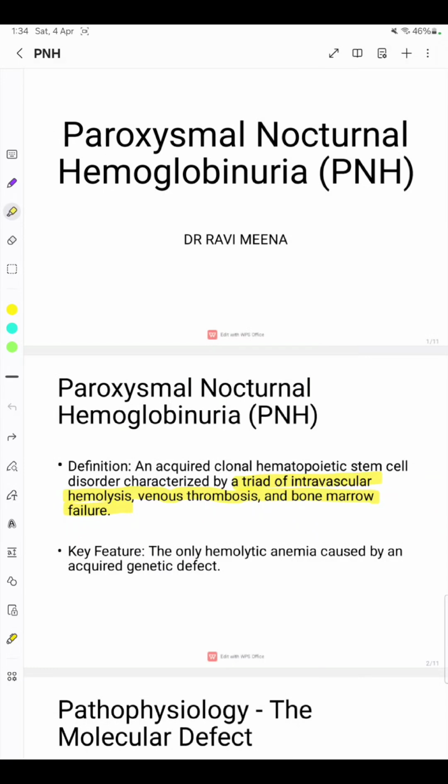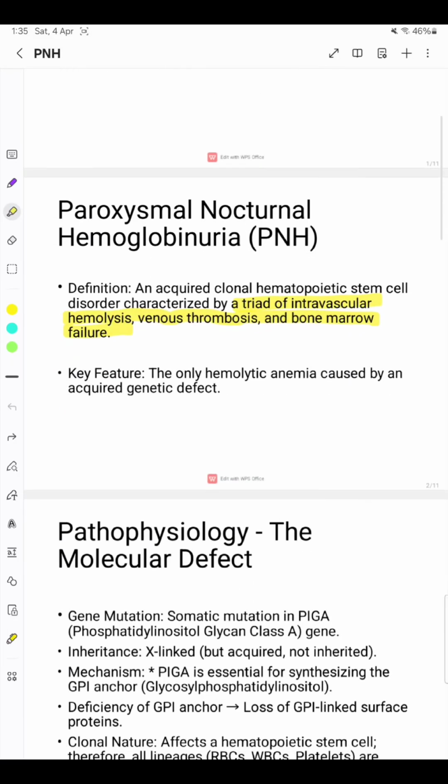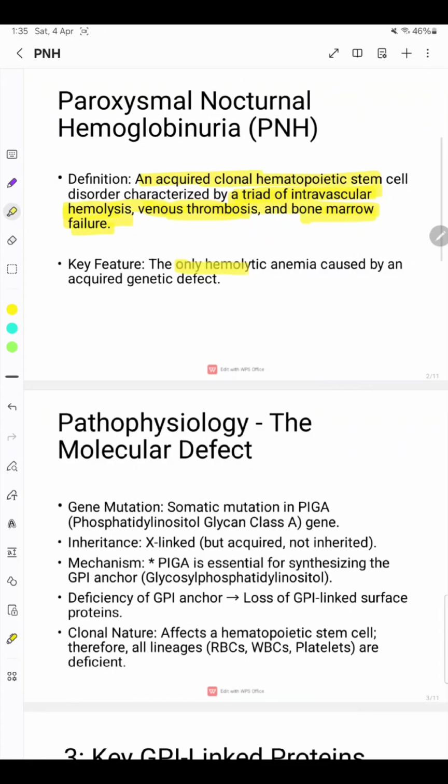Hello everyone, in this video we will discuss paroxysmal nocturnal hemoglobinuria, or PNH. By definition, this is an acquired clonal hematopoietic stem cell disorder characterized by a triad of intravascular hemolysis, venous thrombosis, and bone marrow failure. This is the only hemolytic anemia caused by an acquired genetic defect.